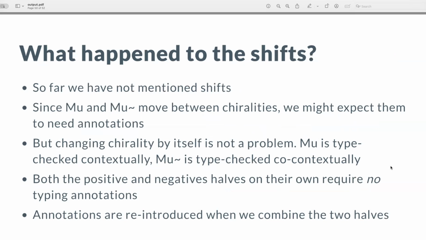In bidirectional type checking, we have the shift, synthesizable to checkable. And you might think that we should put them on the mu and mu-tilde binders, but we do not. Because even though they shift chirality, that's accounted for in the type checking problem. So yeah, it just works. That's not a problem.